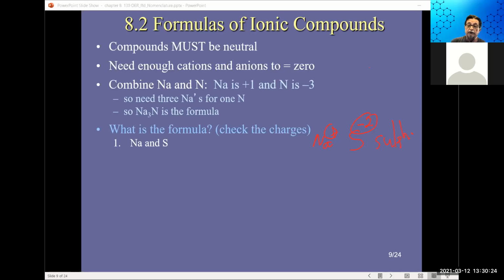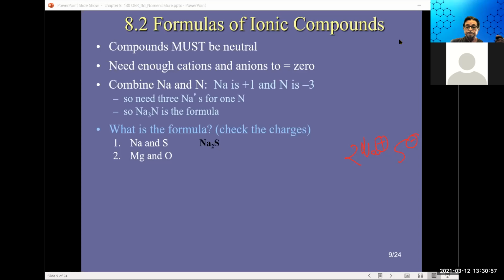Here, let me just do it this way. We'll come back to the names. I need 2 sodiums because they're +1. Each one's +1, and I need 2 of them. Right there. All right, next one.